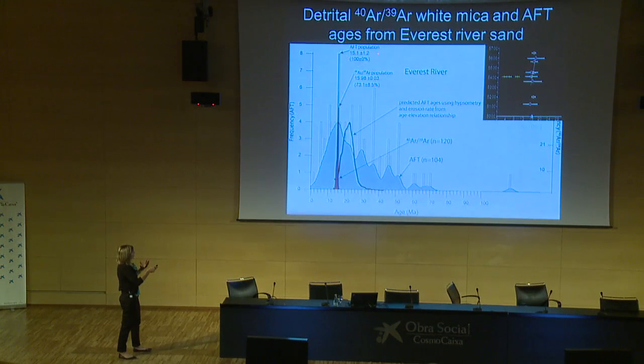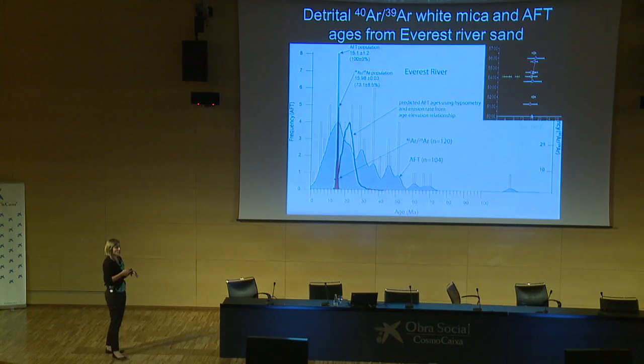The apatite fission track ages also show a population at 15. This is the predicted PDF using hypsometry plus the age-elevation relationship using the apatite fission track ages. And you can see that although the shape of the major peak matches pretty well, it is shifted. And so it's not in the same position as you would expect if erosion was uniform.